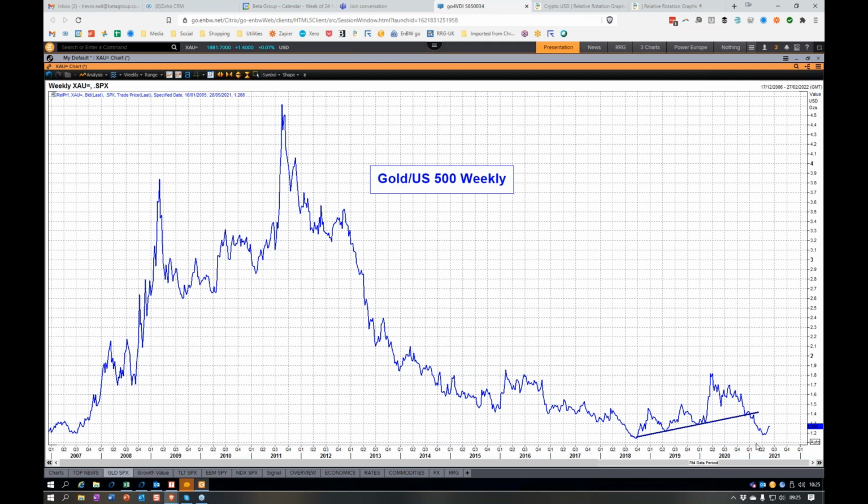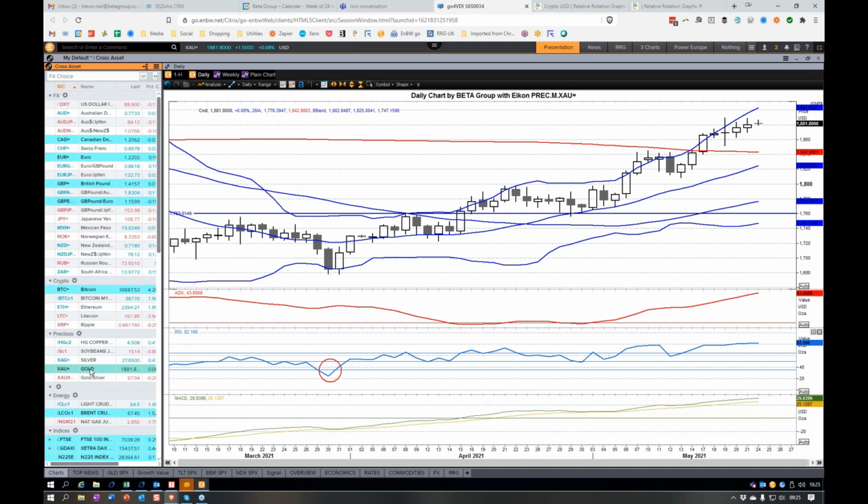So it's bouncing at a very predictable level. This was a level where the ratio was crucial. Either gold was going to collapse or gold was going to steady against the US stock market, and it did steady. So let's go back to look at gold itself.